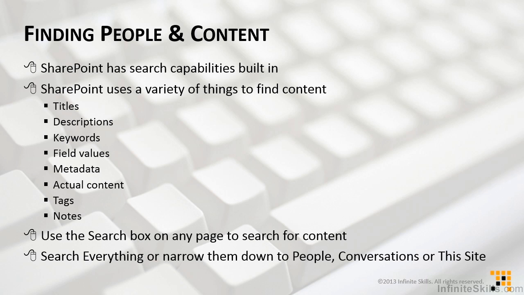In addition, just like an internet search, we can search very broadly or more narrow, using Search Everything or narrowing it down specifically to find people, conversations, or content limited to the current site, called This Site. So we're going to assume that people are your colleagues or coworkers, and content is either files like Word, Excel, or PowerPoint, or maybe just plain old data like a contact record or a calendar item.